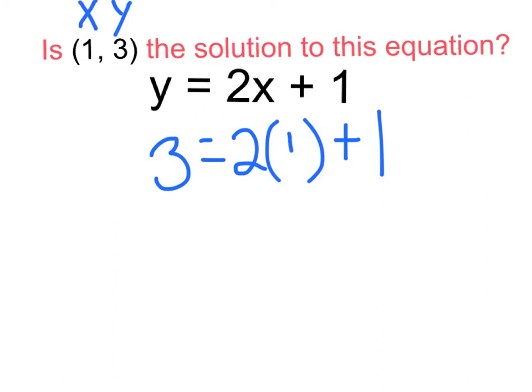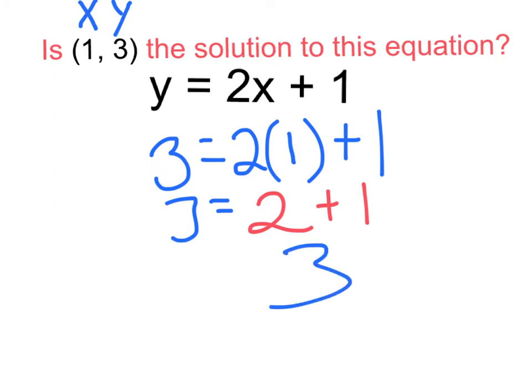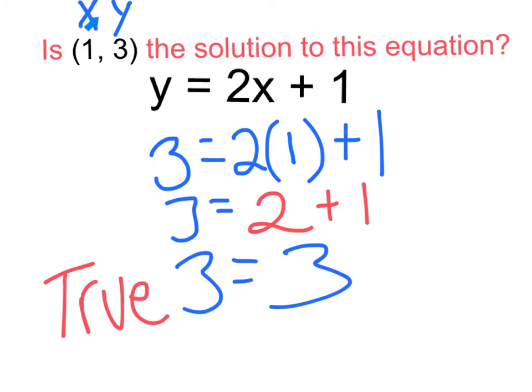And when we do, we're left with this. So now we want to know, does 3 equal 2 times 1 plus 1? Are these the same size or the same weight? Well, 2 times 1 is what? 2, and 2 plus 1 equals what? Well, I know that 2 plus 1 equals 3, so 3 sure does equal 3. So this is going to be true, meaning this is our solution, 1 comma 3.